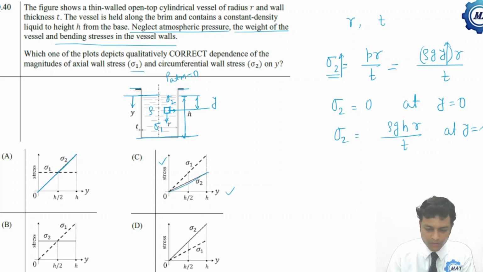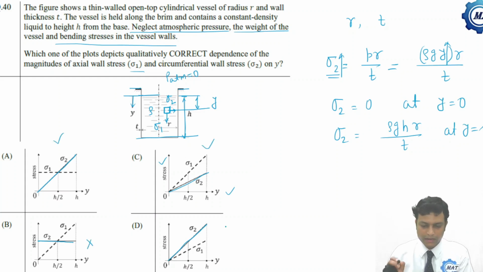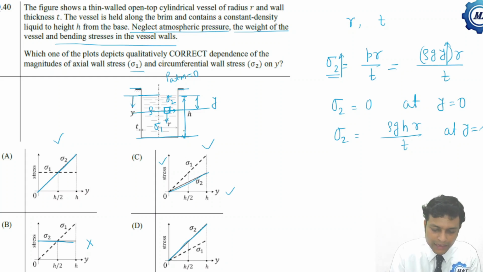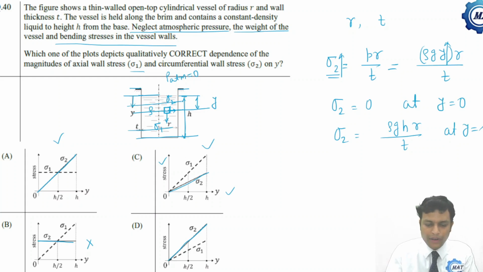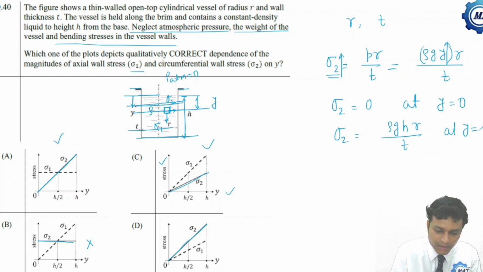This may also be correct, but here sigma 2 is constant, which is incorrect. So these three may be correct. Now let us check sigma 1. What about sigma 1? At any section, say here, here, every y. If we take three sections, say here, here, and here, 1, 2, 3.